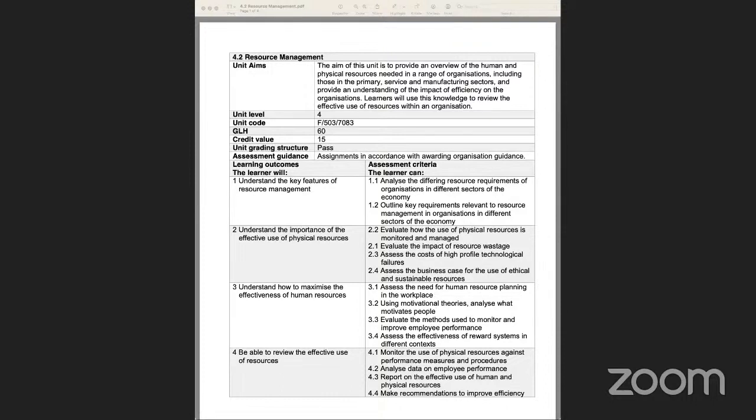It could be job boards, advertising agency. It could be internally advertised on the intranet. Once the advertisement has gone out, you get responses.